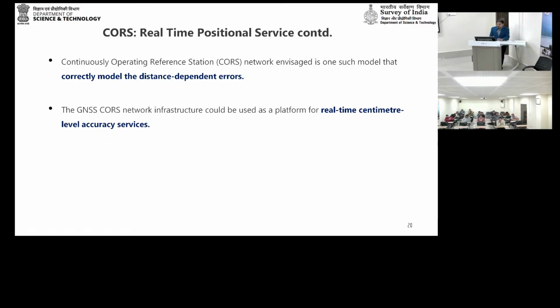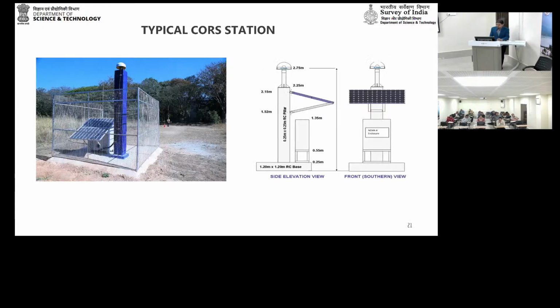We have seen the last slides. The CORS network infrastructure could be used as a platform for real-time centimeter-level accuracy services. See, this is a picture of a typical CORS station. In there you can see that we set up a center at the center of the CORS.